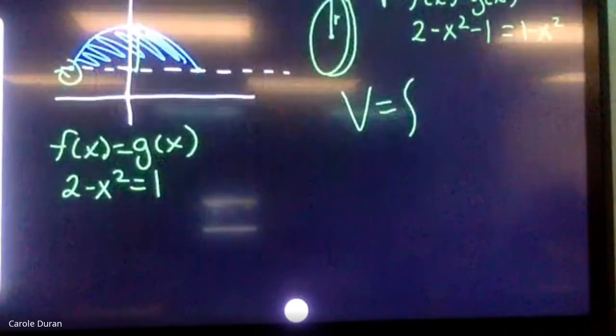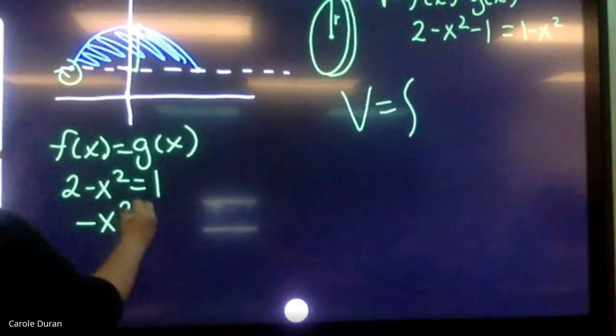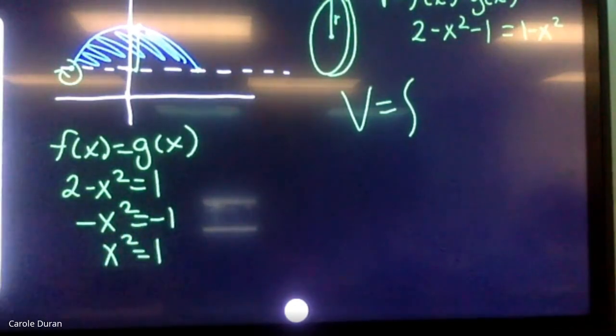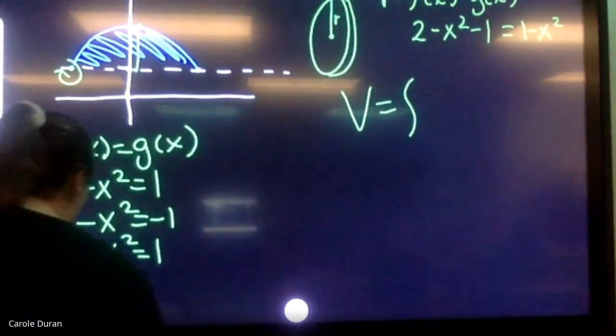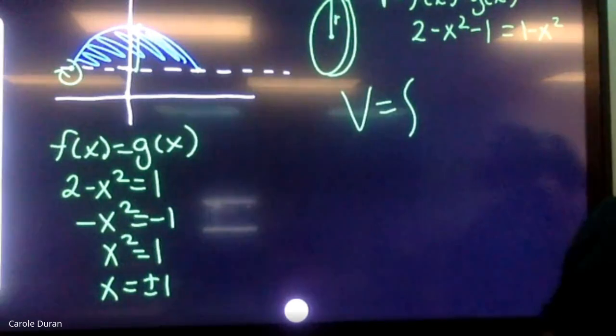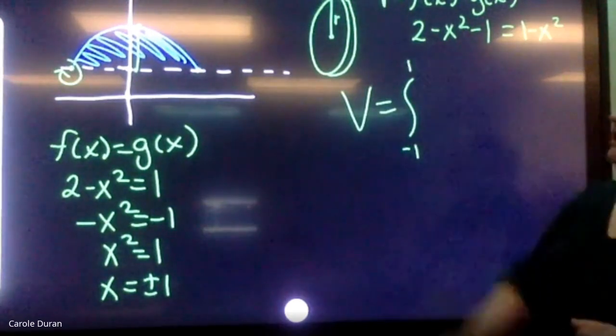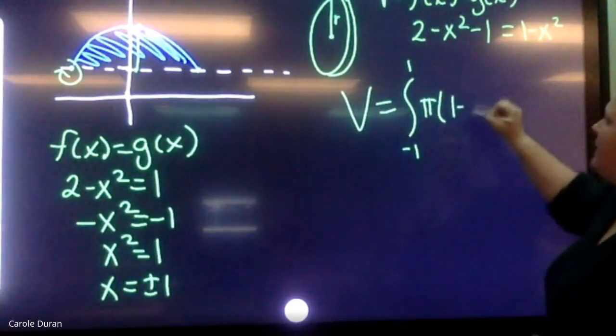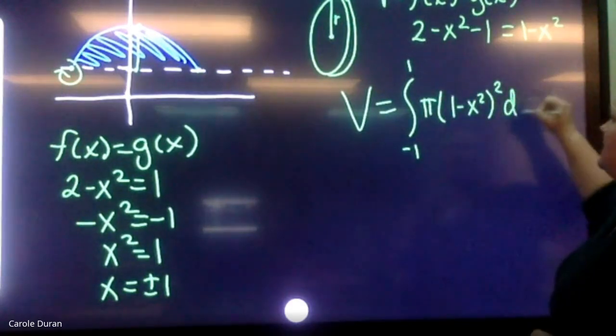And I just solve, so I'm going to subtract 2 across. I get negative x squared equals negative 1. Divide by negative 1, and I get x squared equals 1. So x equals the square root of 1, which is positive and negative 1. So negative 1 and positive 1 are the bounds for my integral. So my integral goes from negative 1 to positive 1 of pi times my radius, 1 minus x squared, squared dx.